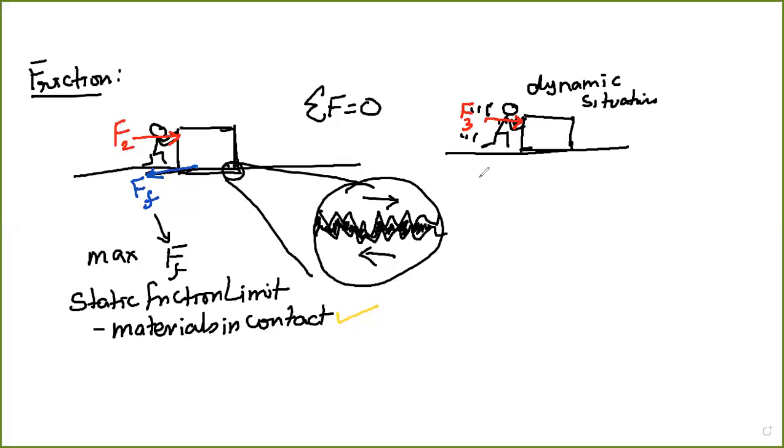So here we can see that this force F3 that you are applying is going to be less than the maximum static friction. I'm going to put it as S max. Okay, I hope you understand that the force that is required in this situation to keep it moving is going to be less than the maximum static friction.